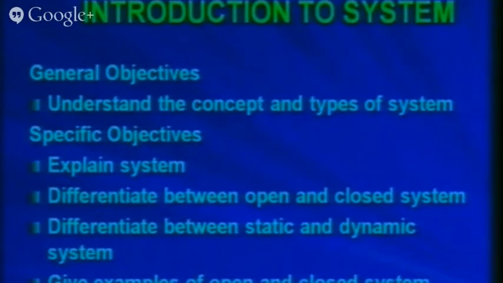Now I was delimiting myself to only the concept and types of system, and thus I could have 5 specific objectives which I would like to achieve at the end of the unit of instruction, and the student must demonstrate this ability to explain the system, differentiate between open and closed and static and dynamic, and they should be able to give examples of the various types of the system. This is what we want, right? Is it clear? Now let's take another example.